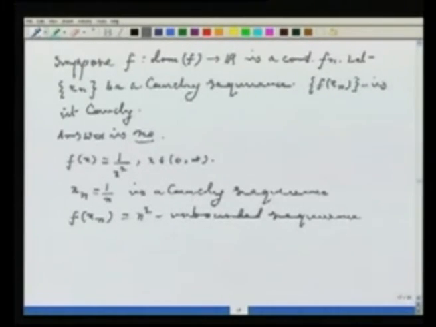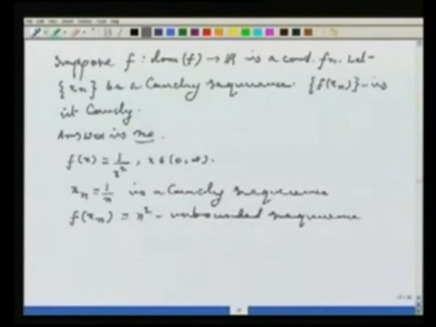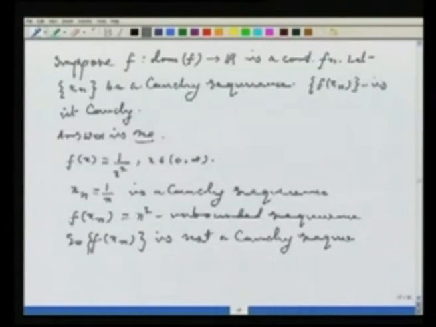And if you remember, we have proved that the first thing a Cauchy sequence does is that it becomes a bounded sequence. But this is an unbounded sequence, so it cannot be Cauchy. So f of xn is not a Cauchy sequence. So in general, it is not true that a continuous function takes a Cauchy sequence to a Cauchy sequence. But I am going to show that if my function is uniformly continuous, then it does take a Cauchy sequence to a Cauchy sequence. So let us try to prove that.